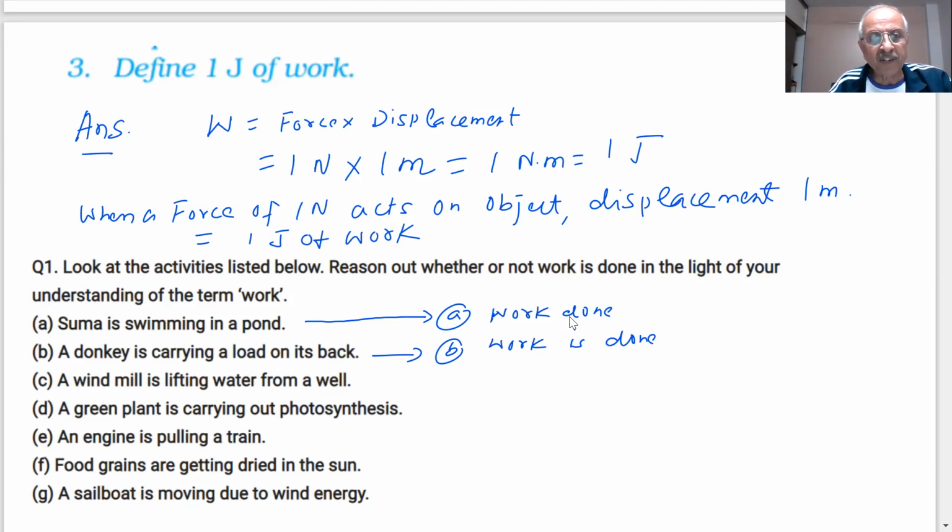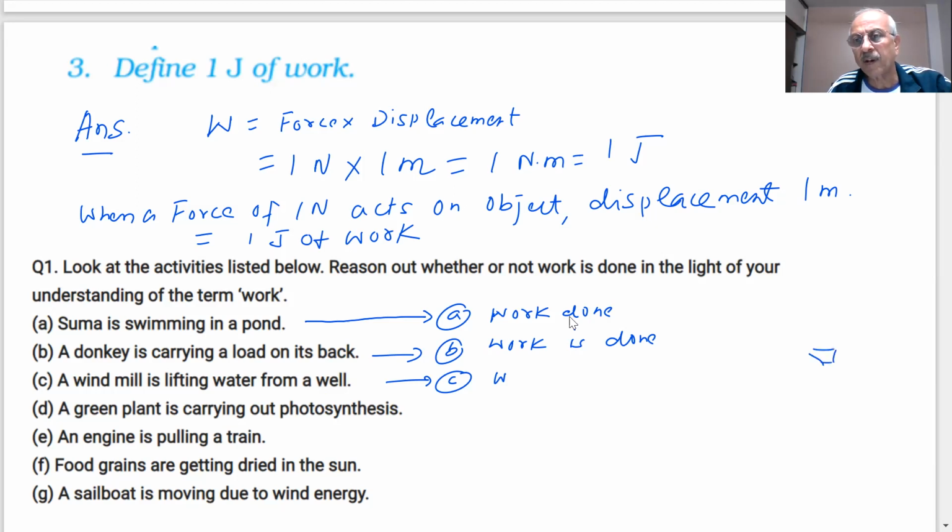A windmill is lifting water from the well. Water is being lifted from the well. What is happening? Work is done or not? Sir, work is not done. Water lifting, work will not be done. Why? Windmill is lifting water from the well.